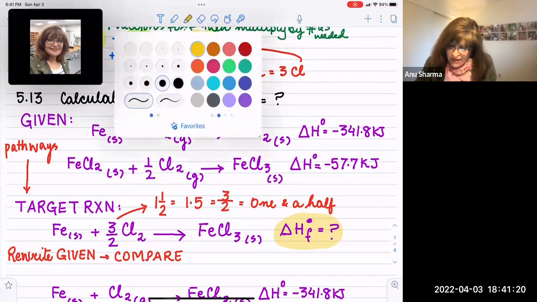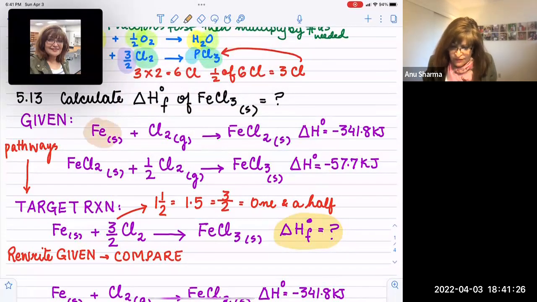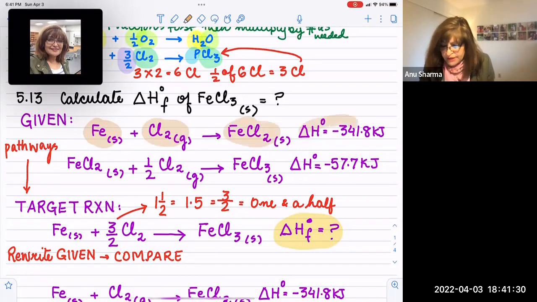You are given iron reacting with chlorine gives you FeCl2, and the heat of formation of this reaction, it is an exothermic reaction, and it's negative 341.8 kilojoules. Okay, so that's one thing that is given.